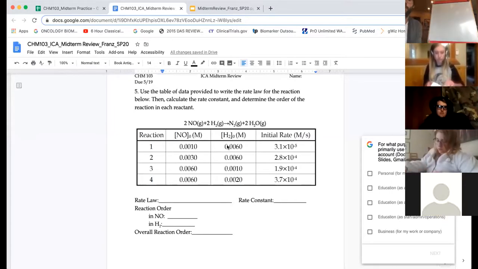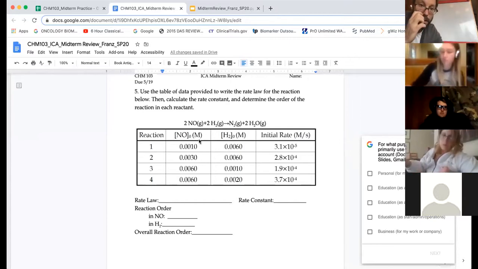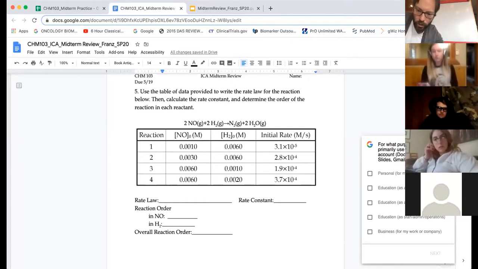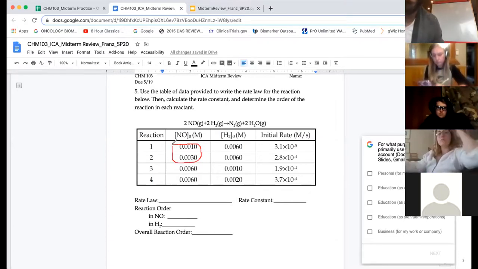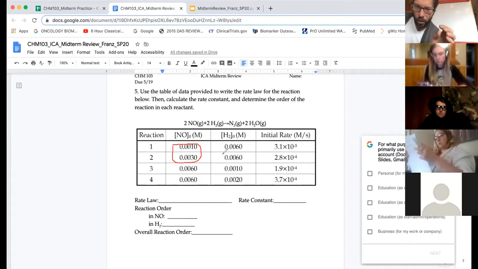Okay. So to do that, let's look at the first two reactions. We have NO going from 0.001 to 0.003. And perfect, H2 stays constant. So we can see what that direct effect of NO is on the initial rate.